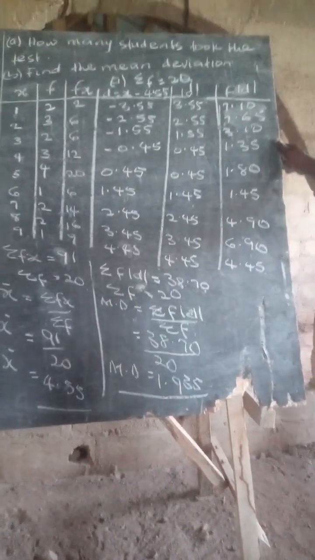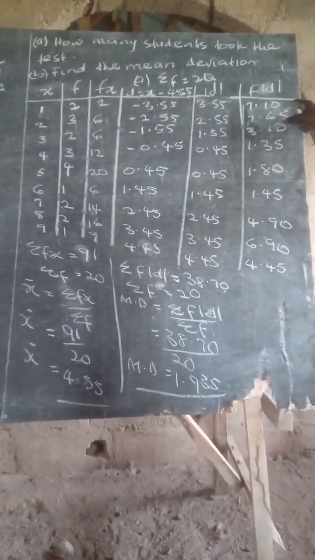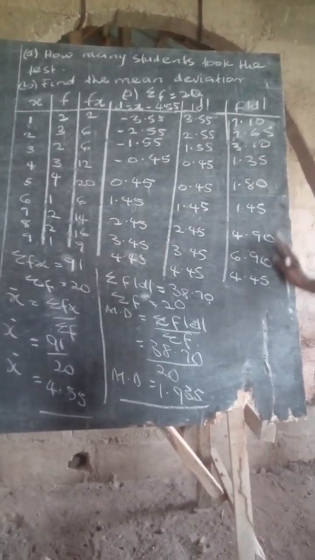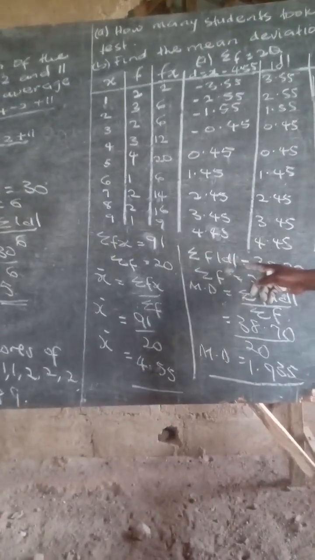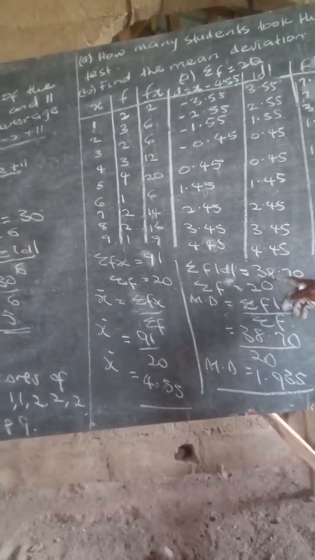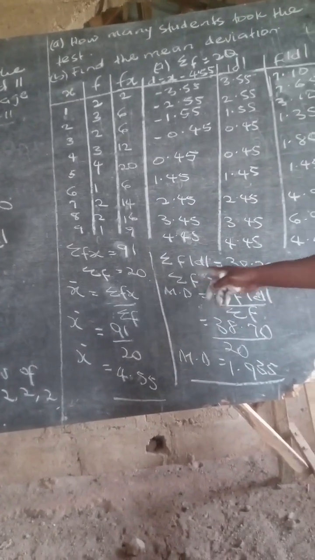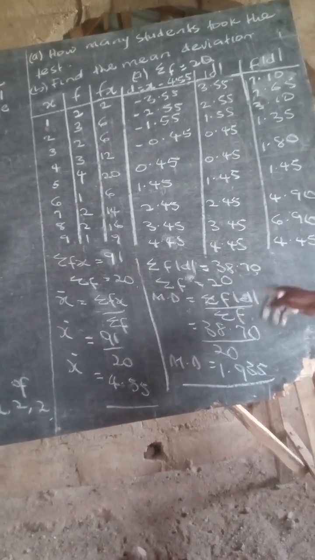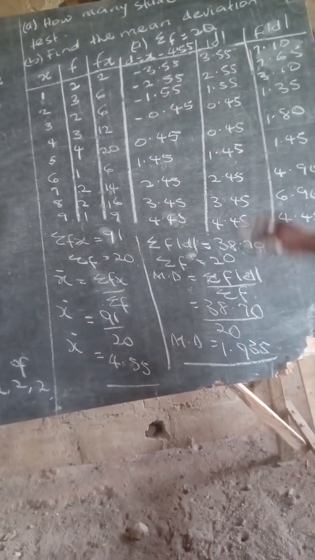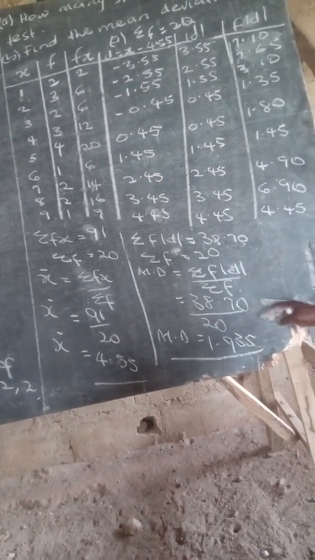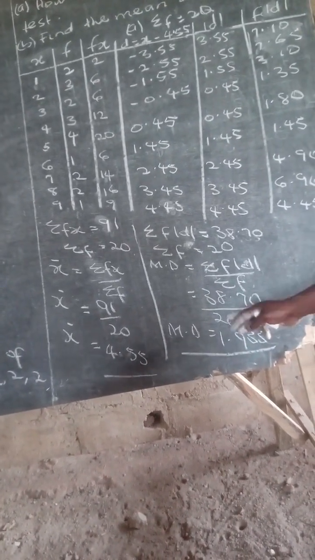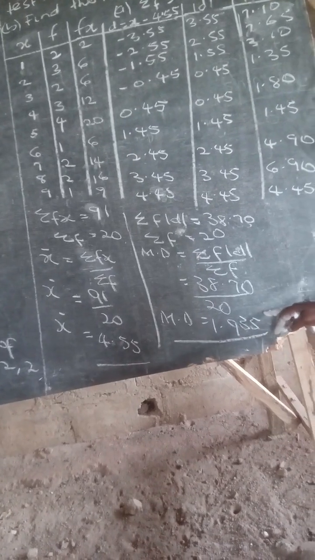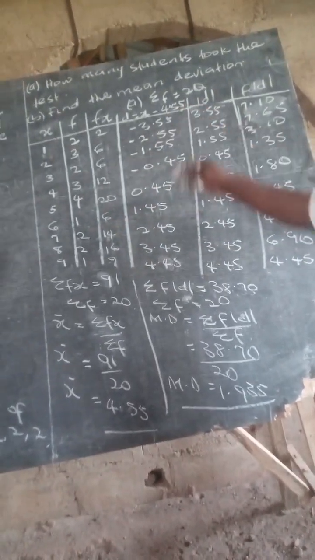So, if that is the case now, you add everything. This one is the frequency times modulo deviation. After that, you add everything together. Summation frequency times modulo deviation is equal to 38.7. Our summation F remains 20. Mean deviation will be equal to summation frequency times modulo deviation all over summation F, which is equal to 38.7 divided by 20, which is equal to 1.935. What is the mean deviation here? 1.935. What is the mean? 4.55.